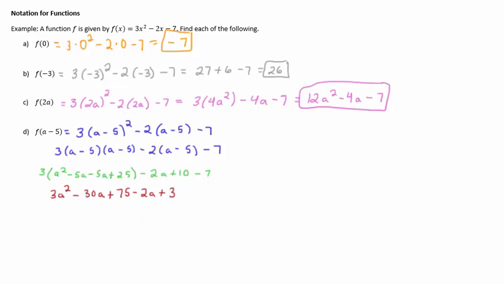And now I just have a couple more like terms to finish up with. So I have 3a squared. Negative 30a minus 2a is negative 32a. And then 75 plus 3 is 78. So that is what f of a minus 5 equals.